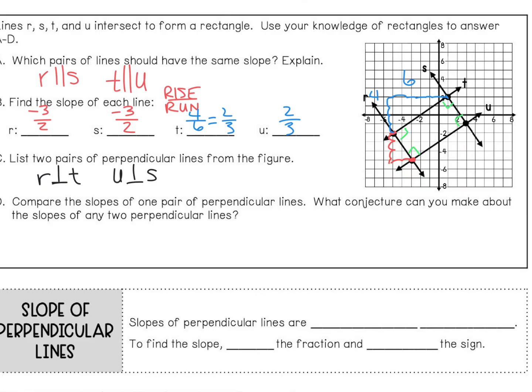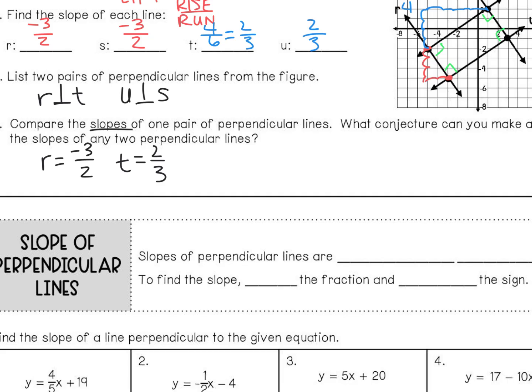So let's compare our slopes for our perpendicular lines. Our slope for R, we did this up at the top, was negative 3 over 2. And our slope for T is 2 over 3. So what do you notice? What's happening? If they are perpendicular, we're going to have opposite signs. So one is positive and one is negative. Opposite signs, and it has to be both.